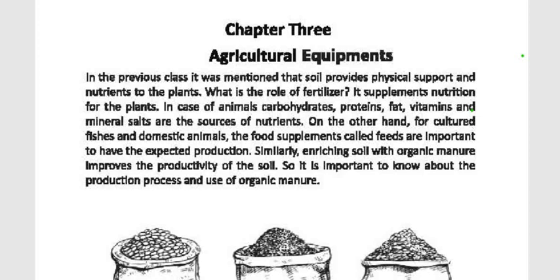Today we will start new chapter 3, agricultural equipments. In this chapter we will discuss about the nutrient elements of plants, animals and fish.